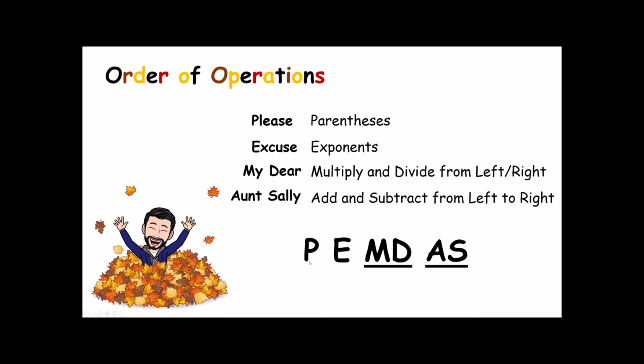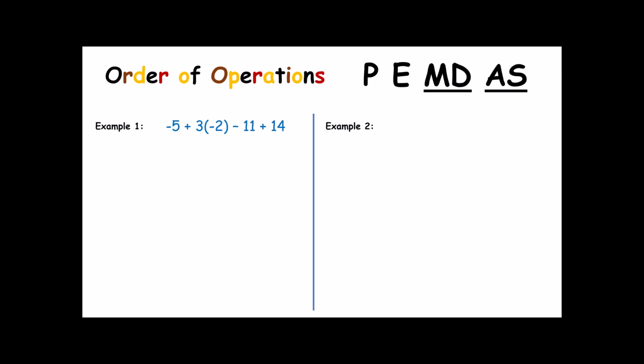Notice I write it this way. Please excuse, my dear is now underlined, and Aunt Sally is underlined as well. I think this is going to help us avoid a popular misconception. Now, I've got an example here for you. I'm going to talk you through how I would walk my students through this problem.